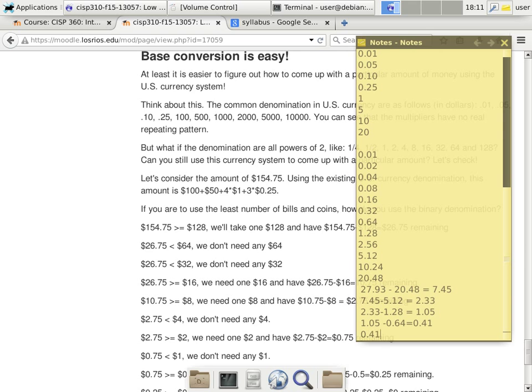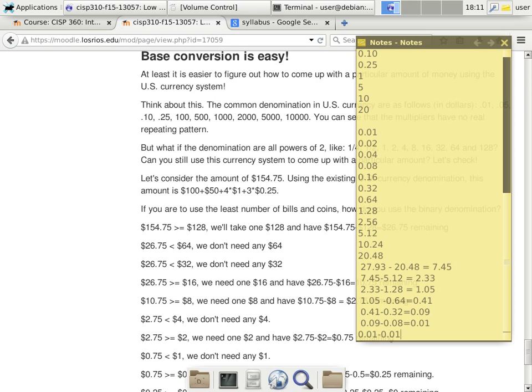Then look at 41. We'll take a 32. And then we have 9 cents left. We look at 9 cents, we'll take an 8 cent. We have 1 left. We take 1, and we're done. But what is the number? Well, the number is we have one of this, one of this, one of this, one of this, one of this, one of this, and one of that. That's binary. Because we either have one or none of each value.